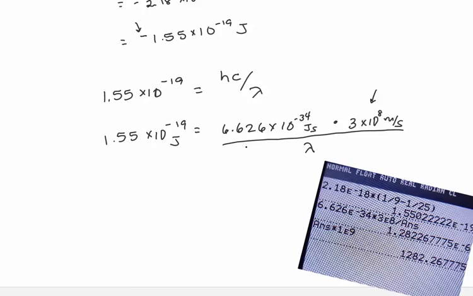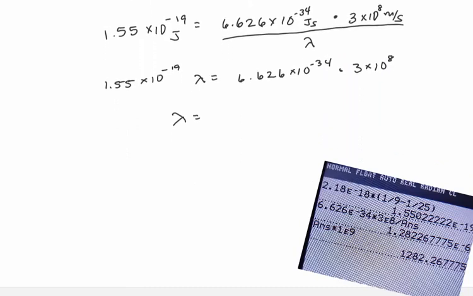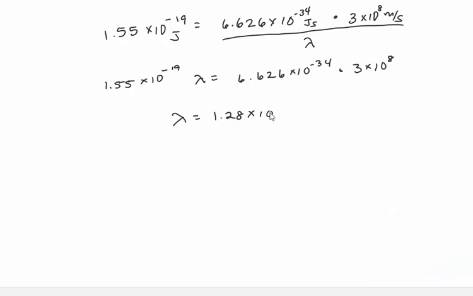take your answer. To solve this problem, first I need to clear this fraction here, so I'm going to multiply both sides by lambda. This is just working out the algebra in case you're a little rusty. Then multiplying these two things together, 6.626 times 10 to the negative 34 times 3 times 10 to the 8th, and dividing both sides by 1.55 times 10 to the negative 19, you end up with lambda. I let my calculator do this work. So my lambda is 1.28 times 10 to the negative 6.